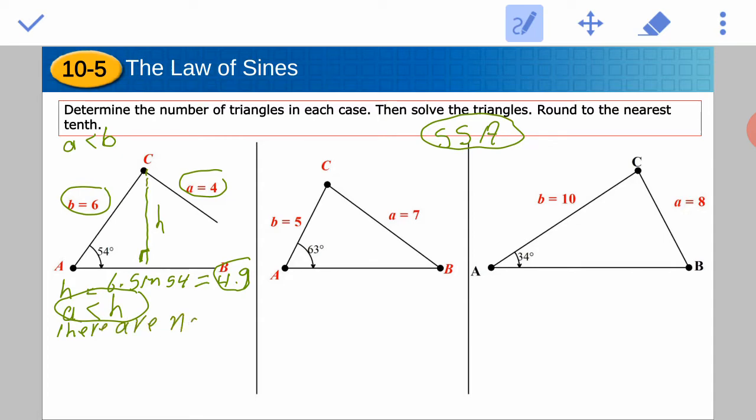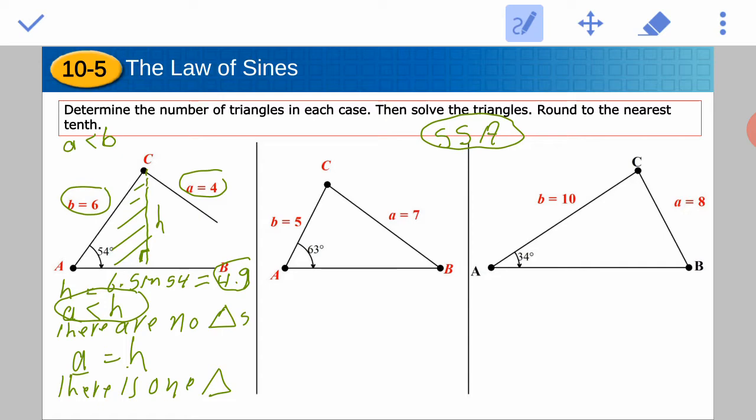So guys, this is one of the different scenarios of the ambiguous case. One question: what if A is equal to H? They have the same value. There is one triangle in this scenario, guys, and it's going to be a right triangle. If A is exactly equal to H, there is one triangle, and you can solve this triangle by applying the law of sines. You set the ratio and you solve this triangle normally.